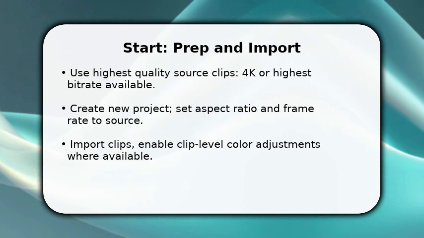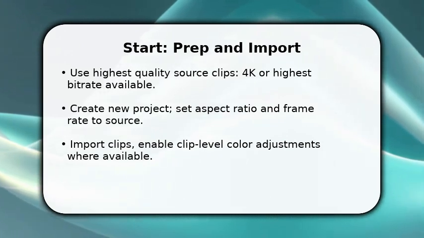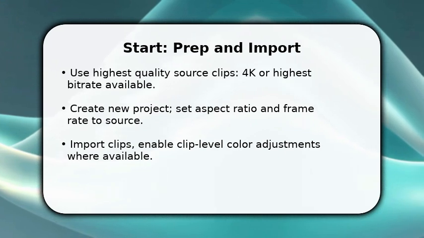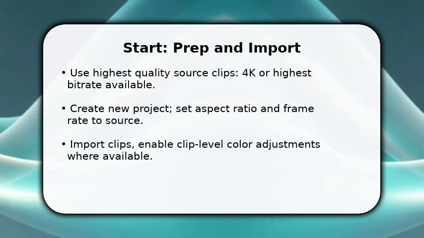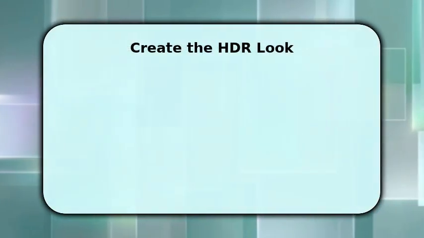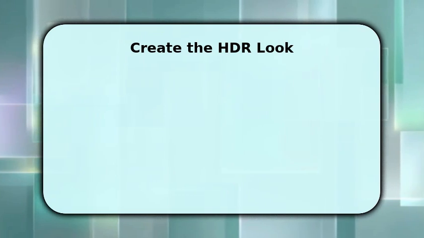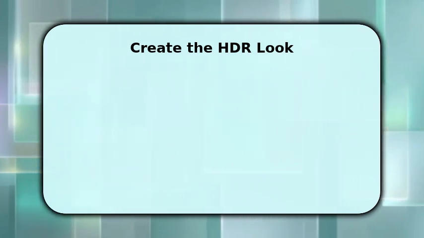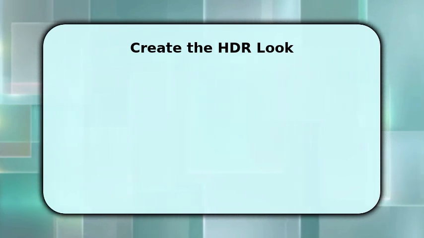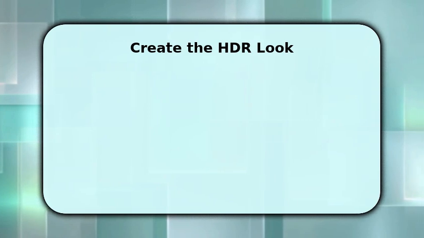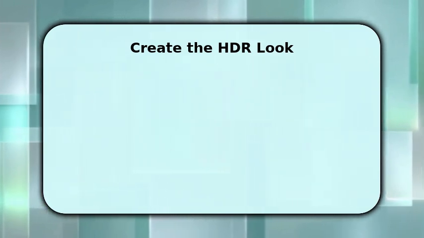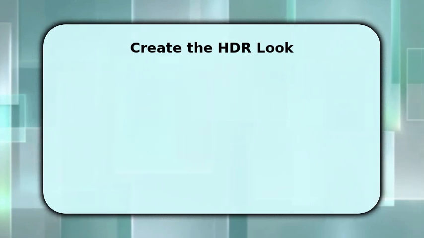From here, you'll apply exposure and color corrections that build an HDR look, rather than a single flat fix. Now you craft the look. Start with exposure, raise midtones, pull highlights down a touch, and lift shadows to keep detail in bright and dark areas. Next, use curves to create a gentle S-curve for contrast while protecting highlights. Then target HSL to dial skin tones and skies without oversaturating everything.